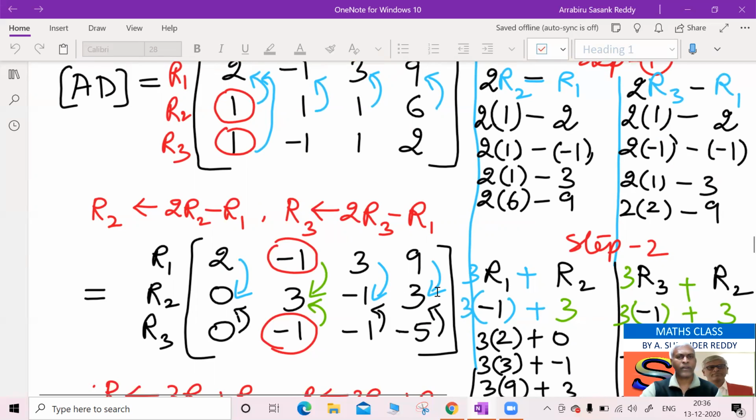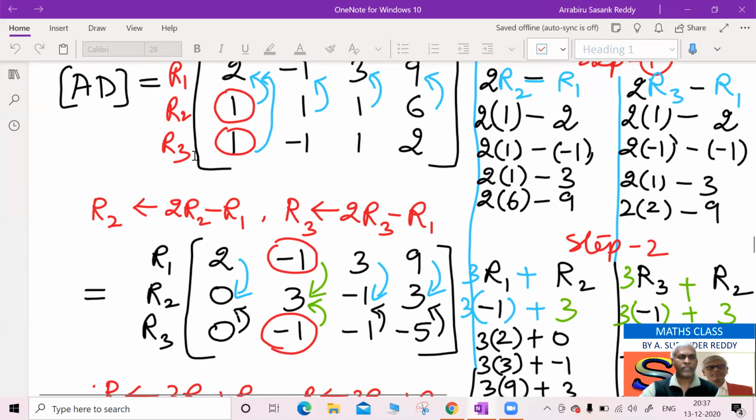And apply the same formula for the fourth number of the second row, that is 6 and 9. So 2 into R2 value 6 minus R1 value 9: 2 into 6 is 12, minus 9, that is 3. So R2 changes to 0, 3, minus 1, 3 by applying this row transformation.